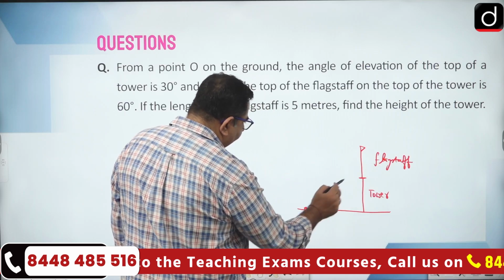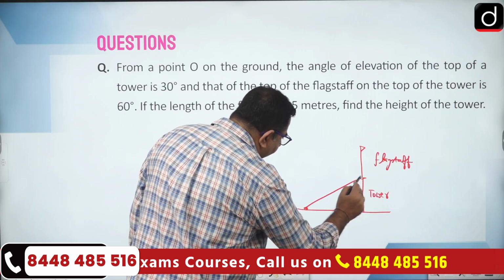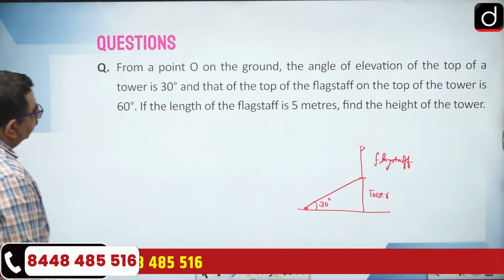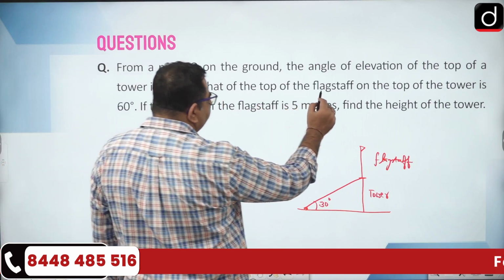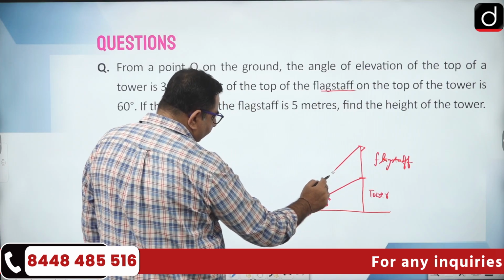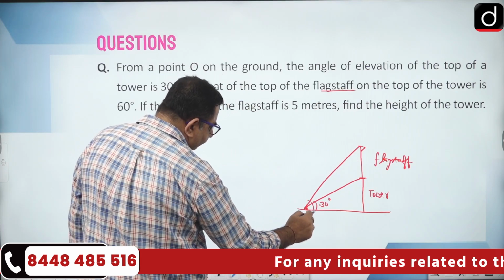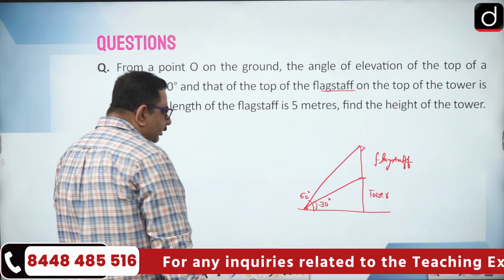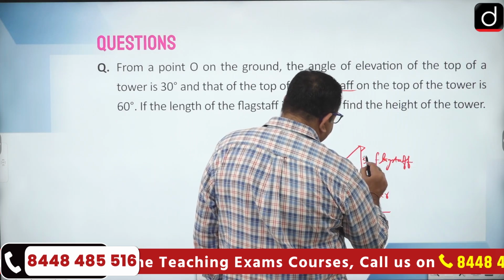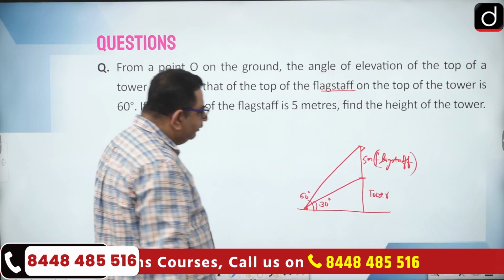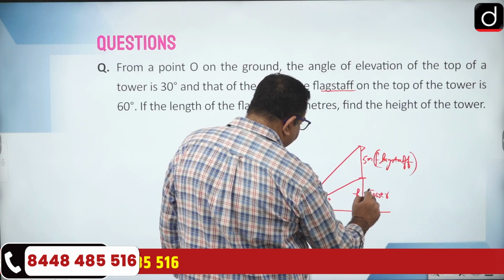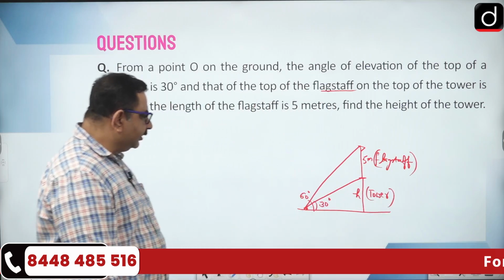Okay, so from a point, the angle of elevation of the tower is 30 degree and that of the top of the flagstaff on the top of the tower is 60 degree. So this angle is 60 degree, right? This thing is given. If the length of the flagstaff is 5 meters, find the height of the tower. So suppose height of the tower is h, right? So h meter is the height.